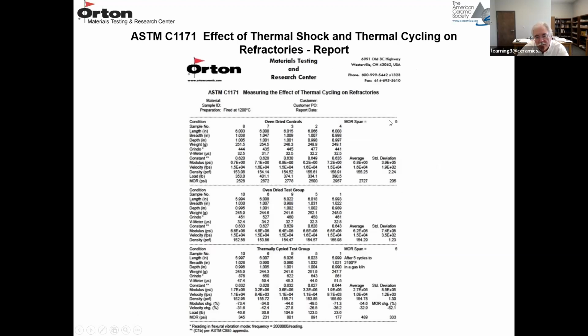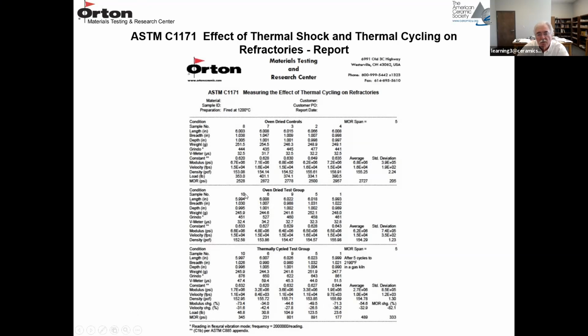This first group on the top are your control samples. And this must have been in some type of castable because it was pre-fired at 1200 degrees C to stabilize it for the 1200 degrees C quench test.